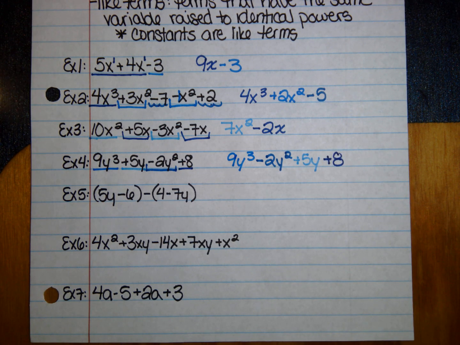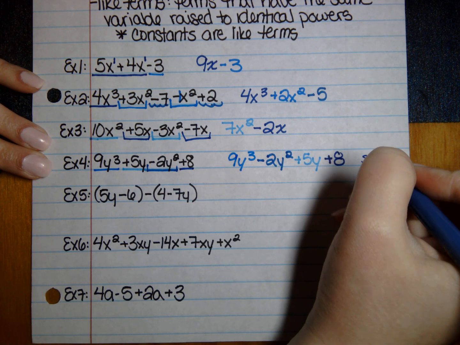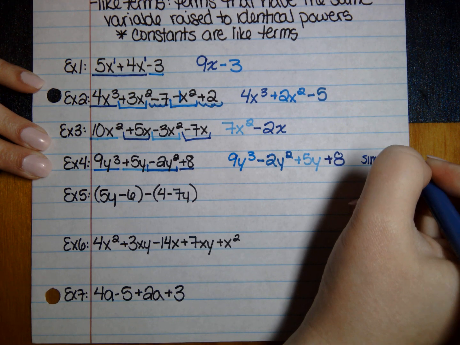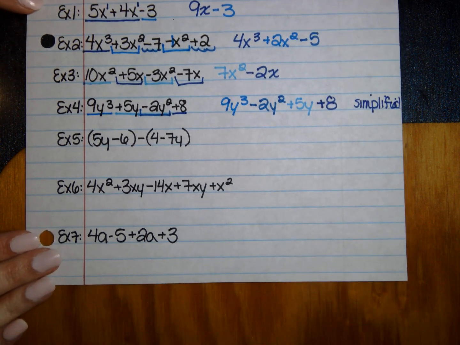So in this case, example 4 is what we call simplified, because you can't do anything else to it. We can't combine any terms. We only have one of each variable.